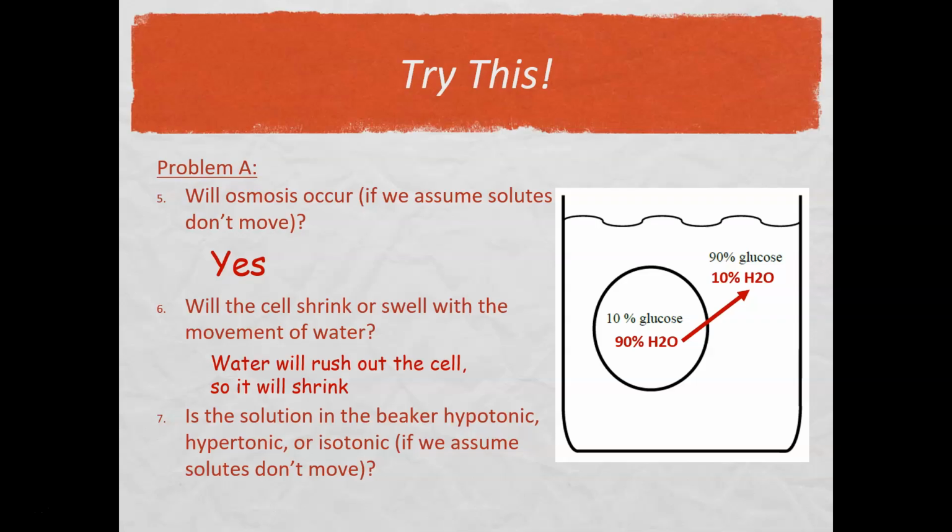All right. So final question then becomes, is the solution in the beaker hypotonic, hypertonic, or isotonic? Again, we're assuming that those solutes aren't going anywhere. So right now I've got 90% glucose outside my cells, 10% water. Water is being drawn out of the cell because of that high glucose number. So remember, hyper means high, and so my cells are currently in a hypertonic environment given this particular set of conditions.